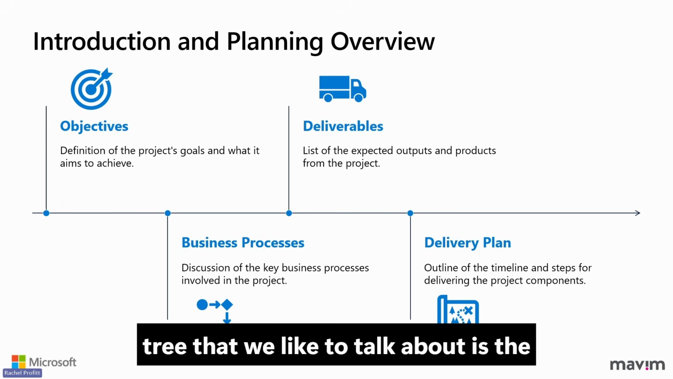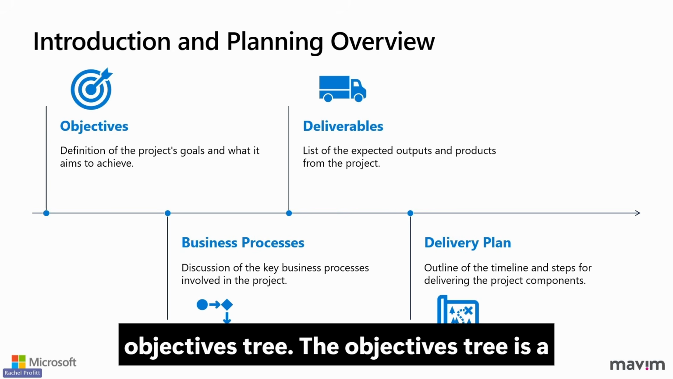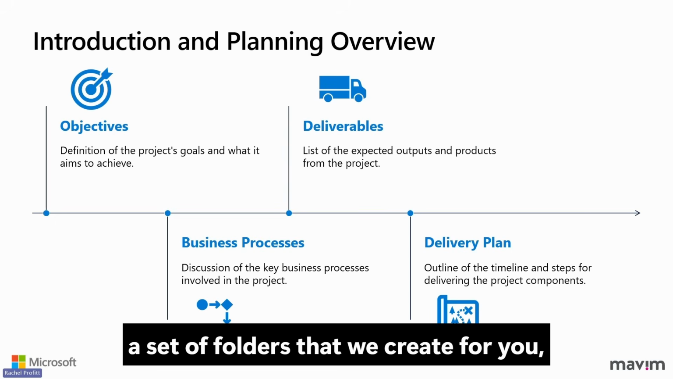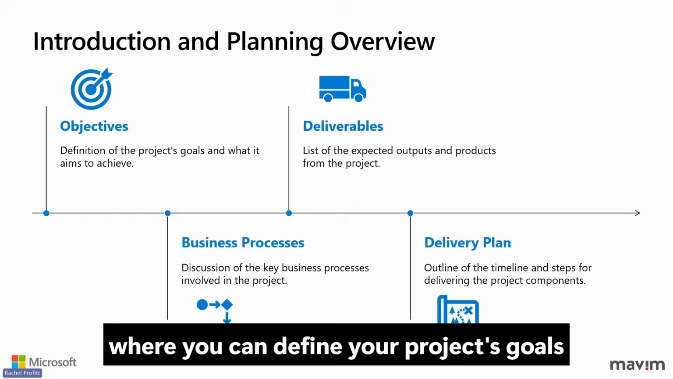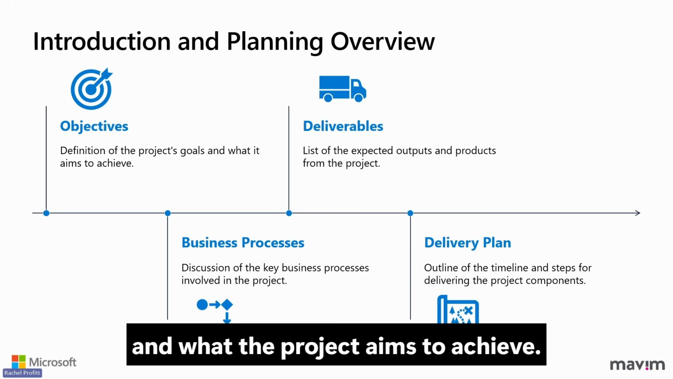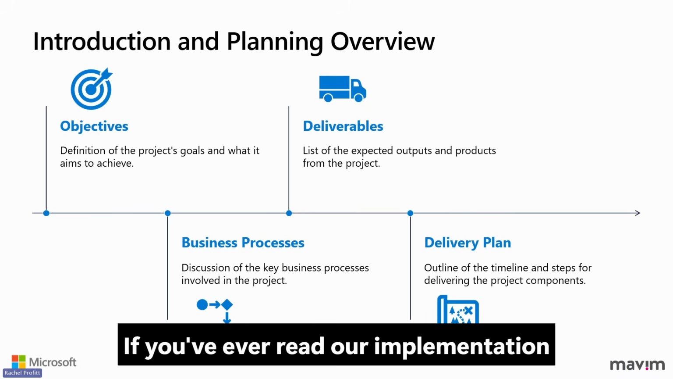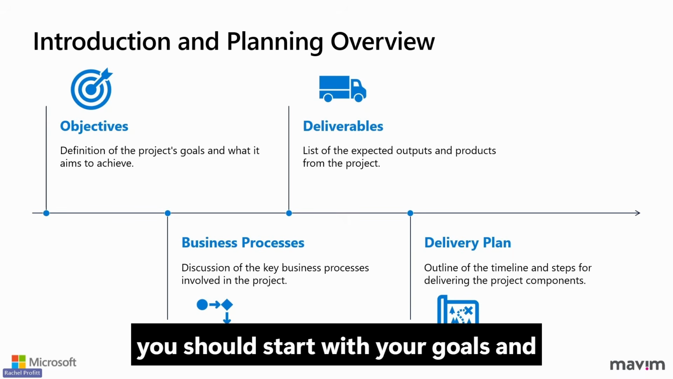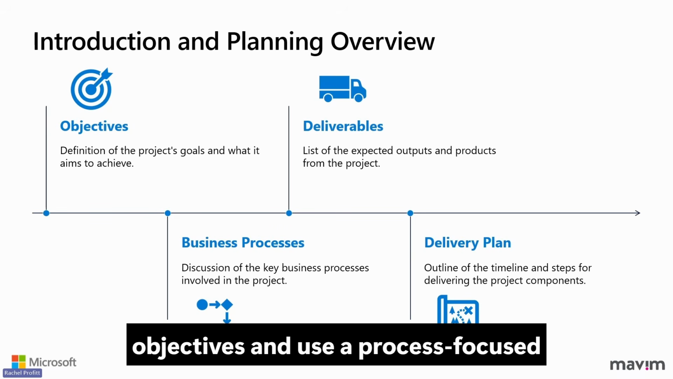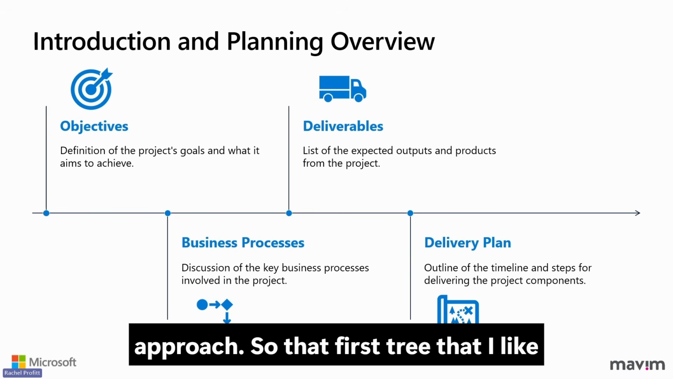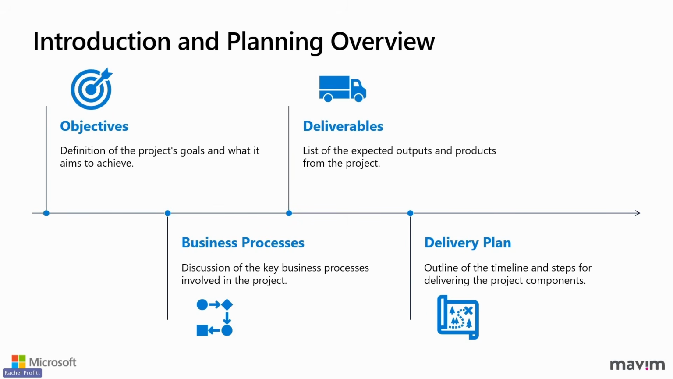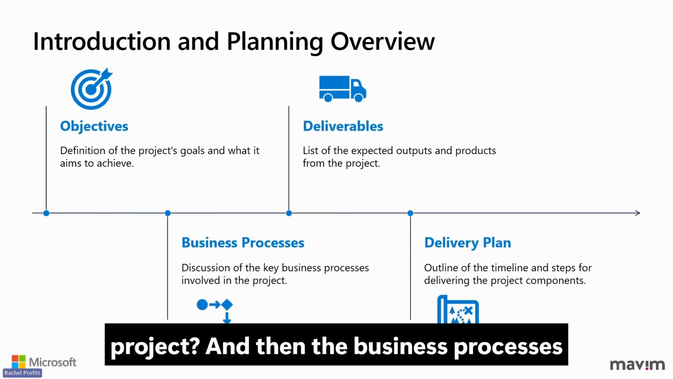The first tree that we like to talk about is the objectives tree. The objectives tree is a place where I can almost think of it like a set of folders that we create for you, where you can define your project's goals and what the project aims to achieve. If you've ever read our implementation guide and our Success by Design guidance, one of the things that we teach is that you should start with your goals and objectives and use a process-focused approach. So that first tree that I like to talk about is objectives. This is where you're kind of defining the why, like what are the goals of this project?